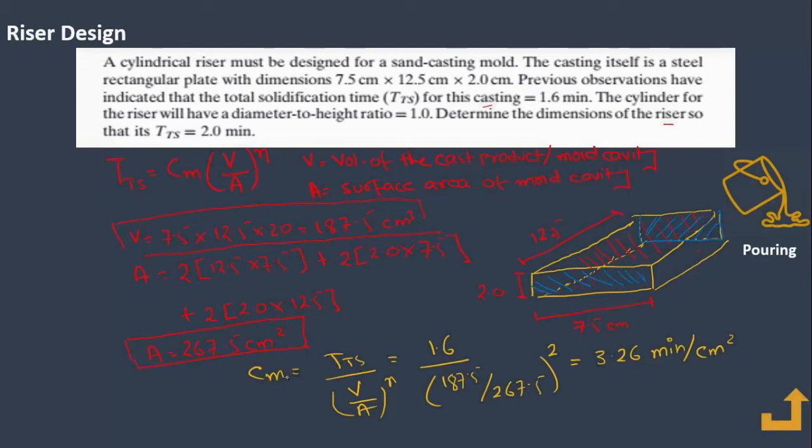Now we have the mold constant. What we need is to determine the dimension of the riser so that its time to solidification is 2 minutes. So we will use the same mold constant for this one, and we have the time to solidification as 2 minutes. Because we are using the same mold constant because it is dealing with the same mold. So the Cm is the same, we have the time to solidification, and all we need to determine is the volume and the area of the riser. So let me erase these calculations off.